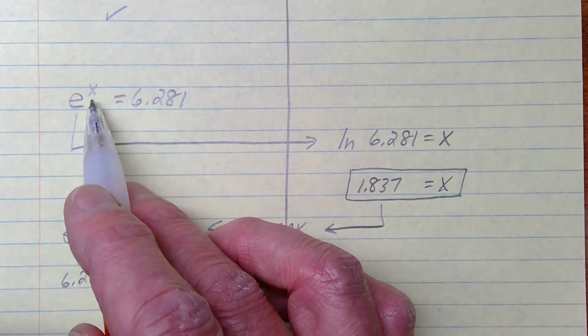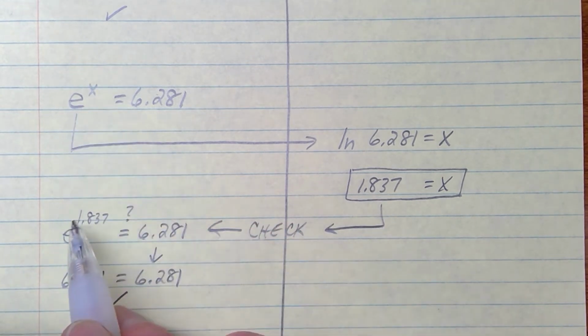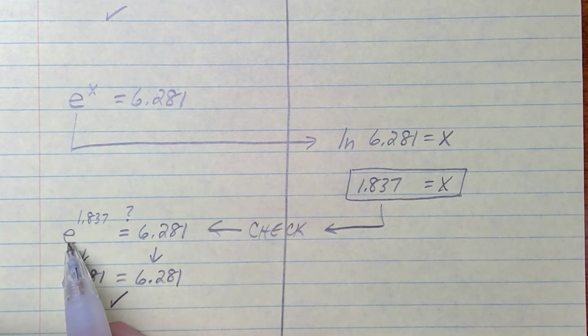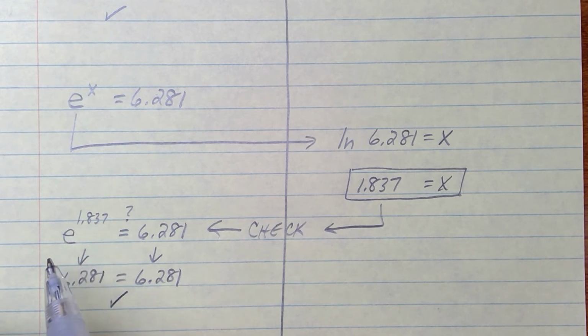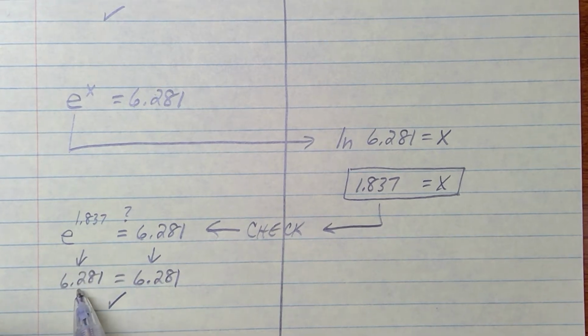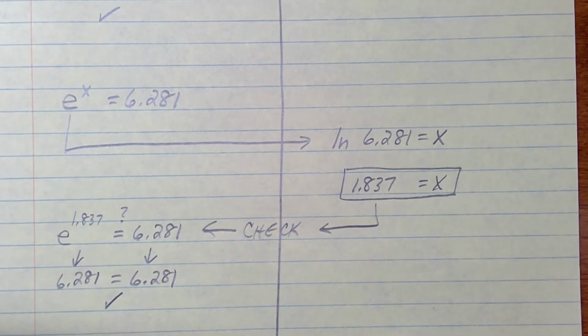Check it. Put it in right there in your original equation. Raise e. Now e is above your natural log button on the calculator. It's the second function of your natural log button. And you'll see e raised to a power. Well, if you put 1.837 into that power, it'll tell you 6.281. Let me show you real quick.